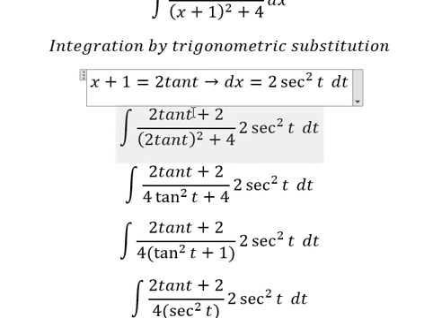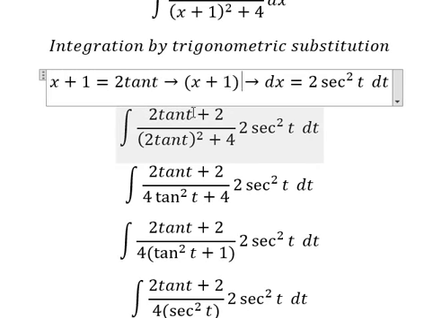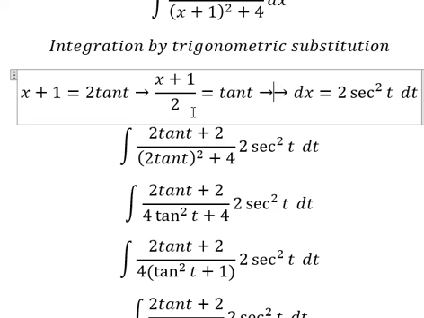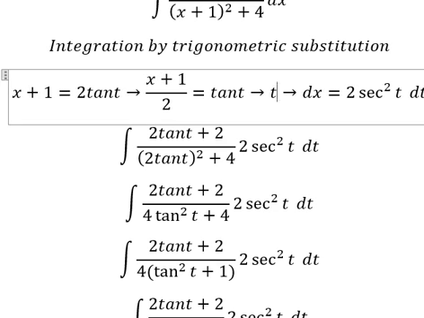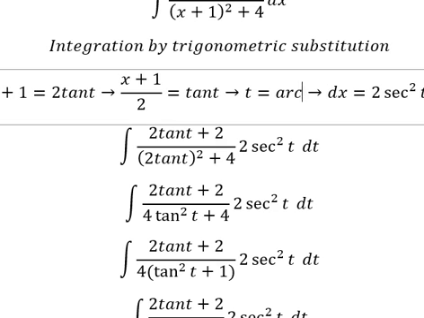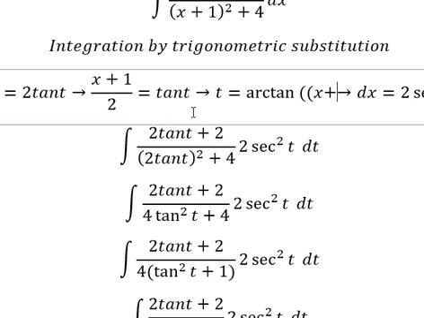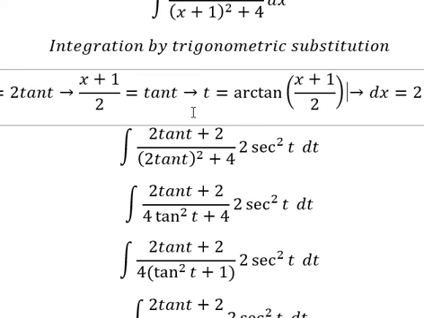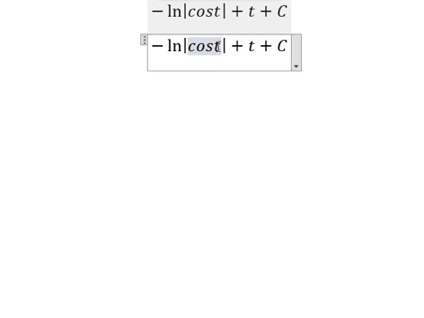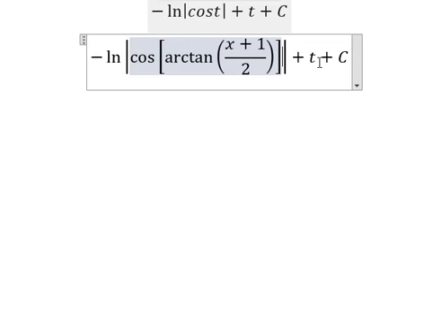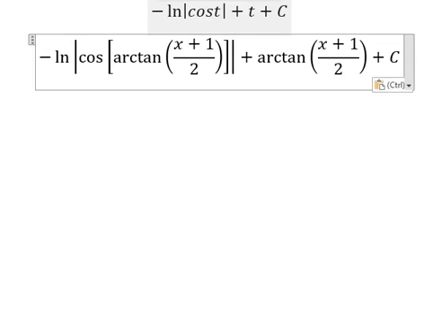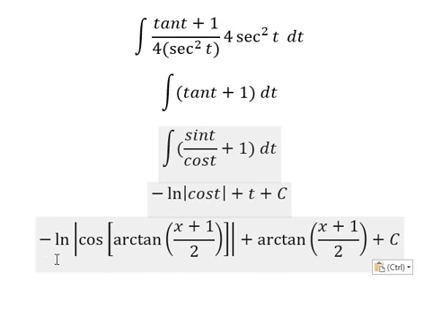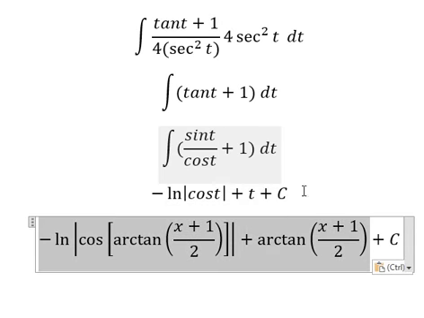So we divide both sides by number 2. And now we have t equals arctan of x plus 1 over number 2. So I will put this one to change for t. And here is the final answer.